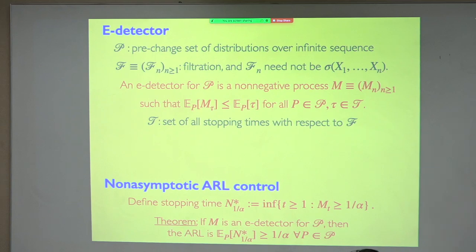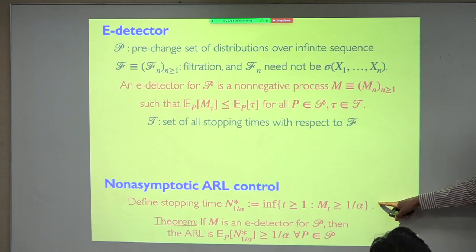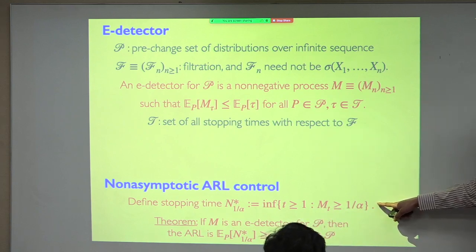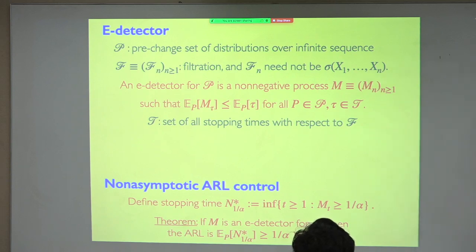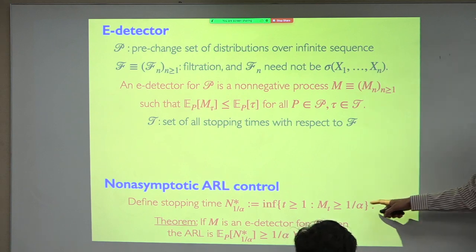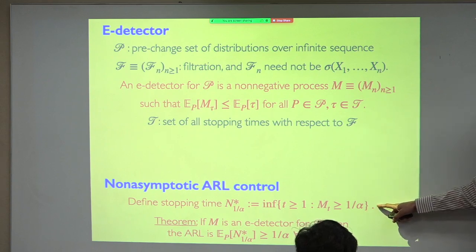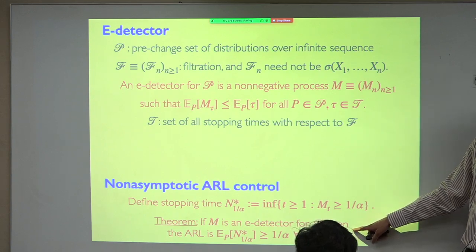Why this? If you are able to construct an e-detector, you get non-asymptotic ARL control. So you stop at the first time that your e-detector crosses 1 over alpha. Like earlier, in sequential testing, we stopped at the first time that the e-process crossed 1 over alpha, and we got type 1 error control. Now we stop at the first time that the e-detector crosses 1 over alpha, and we get non-asymptotic ARL control.